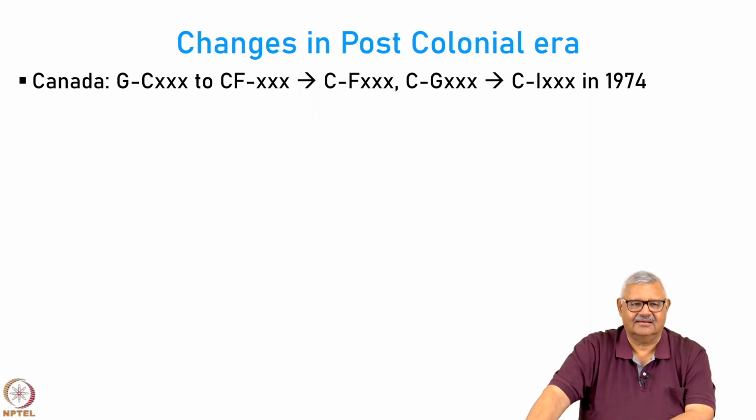For example, in Canada, it was earlier called G-CXXX. G stands for Great Britain, C for Canada, and the 3 letters will follow. They changed it to CF-XXX, then it was changed to C-FXXX or CG-XXX, and finally in 74 it is called C-IXXX, where XXX can be any alphanumeric characters. So all aircraft registered in Canada after 74 are named C-I and then 3 alphanumeric characters.